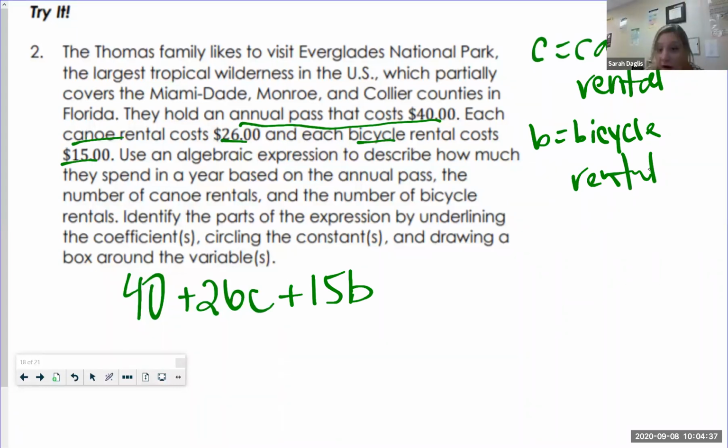Okay, so I have already created my algebraic expression. Now it wants me to underline the coefficients. Well, we have to remember what a coefficient is. That is the number that is attached to a variable. So here my coefficients are 26 and 15. Those are our rates. Circling a constant. Constant means it's never changing. So that's going to be the value that does not have a variable with it. 40 will always be 40. And drawing a box around the variables. Well, we decided to use C and B for our variables.